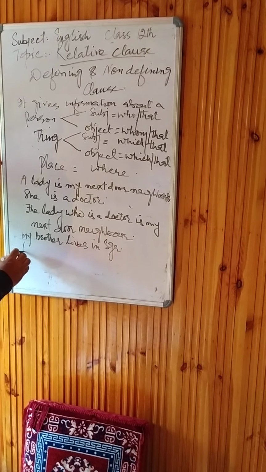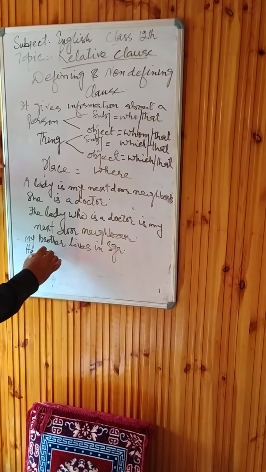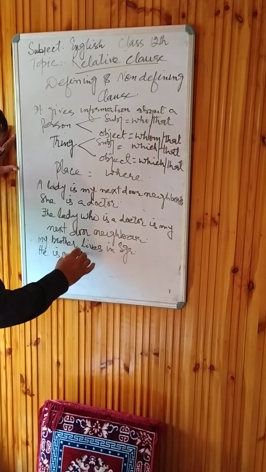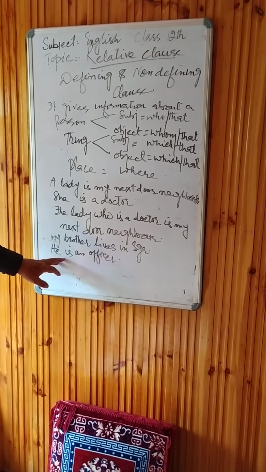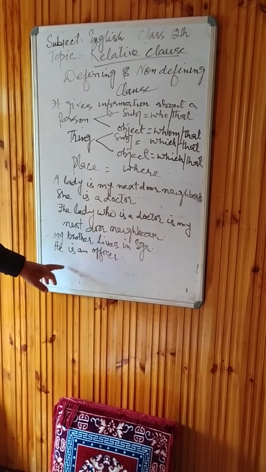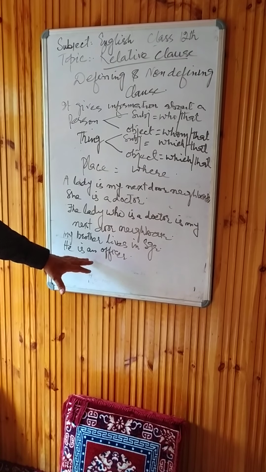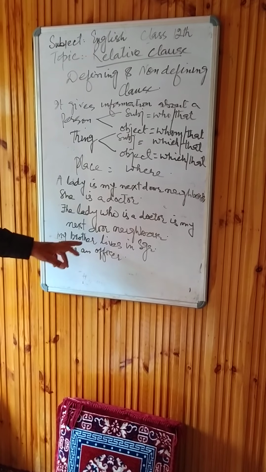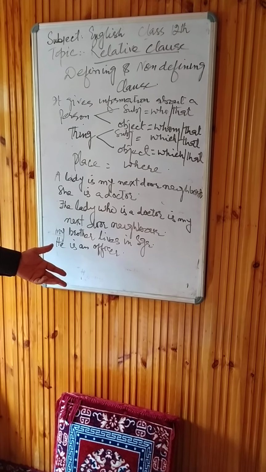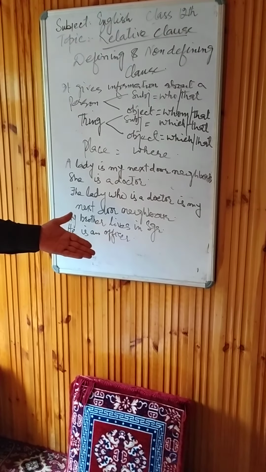He is an officer. Now again, information about my brother. So we have to put it close to this, and instead of the pronoun "he", we have to use the conjunction. And for a person, the conjunction is who or that.